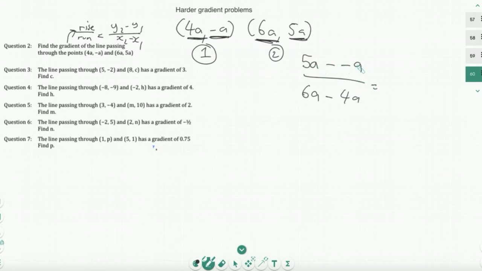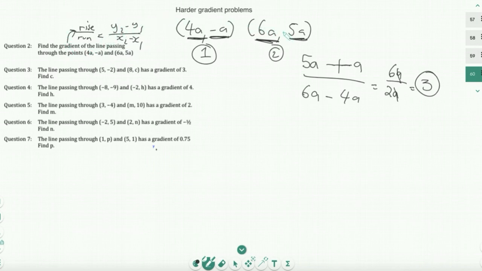5a minus minus a, a minus and a minus turns into a plus. 5a plus a makes 6a. 6a minus 4a makes 2a. 6a divided by 2a, we can cancel out a's on both sides, and 6 divided by 2 is 3, and this is our gradient. In this problem, it's quite easy to get overwhelmed by these a's, but don't. You're asked to find the gradient, just use your formula and trust the process.